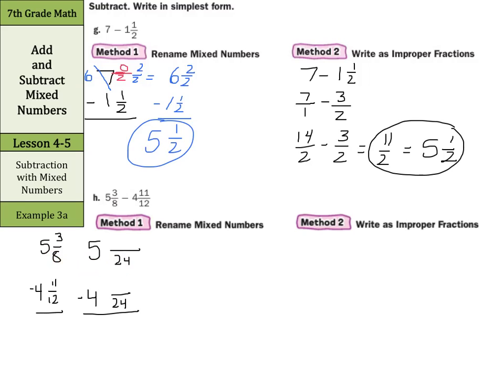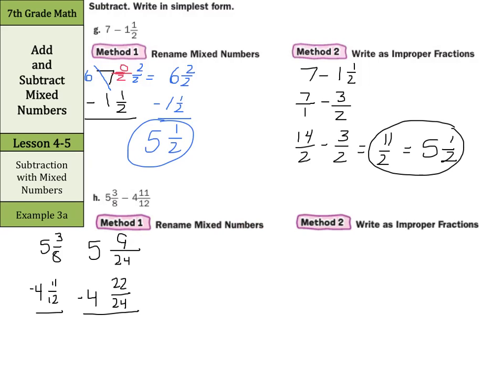8 times 3 was 24, so 3 times 3 is 9. 12 times 2 was 24, so 11 times 2 is 22. Now ask yourself, can I take 22 away from 9? If I have 9 24ths, can I take 22 away from that? No, I cannot take 22 24ths away from 9 24ths. So I need to borrow. I need to rename my mixed numbers here.